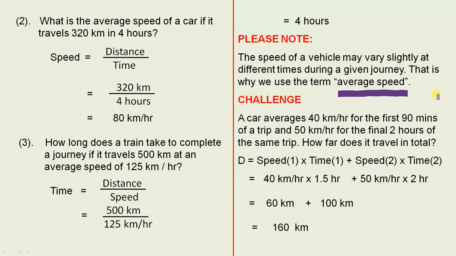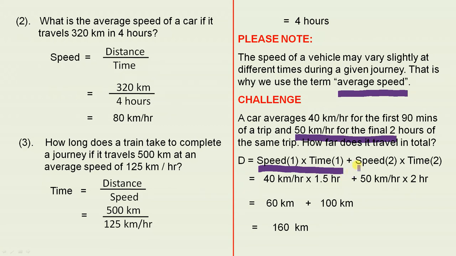It could vary. Challenge. A car averages 40 kilometres per hour for the first 90 minutes of a trip and 50 kilometres per hour for the final 2 hours of the same trip. How far does it travel in total? So distance equals speed 1 times time 1, plus speed 2 multiplied by time 2.